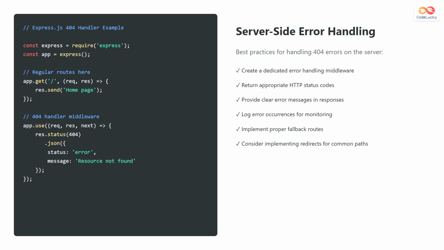This is an example using Express.js. const express = require('express'); const app = express(); Regular routes here. app.get('/', (request, response) => response.send('Homepage')). 404 handler middleware: app.use((request, response, next) => response.status(404).json({status: 'error', message: 'Resource not found'})).